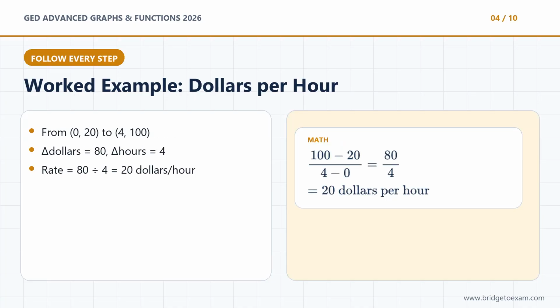Let's do a full example. A graph of earnings goes from (0, 20) to (4, 100), where x is hours worked and y is dollars earned. Step 1. The change in dollars is 100 minus 20, which is 80. Step 2. The change in hours is 4 minus 0, which is 4. Step 3. Divide. 80 over 4 is 20, so the worker earns $20 per hour.